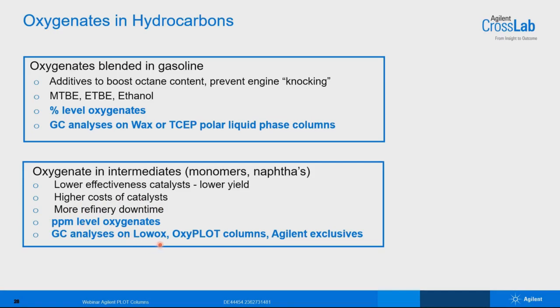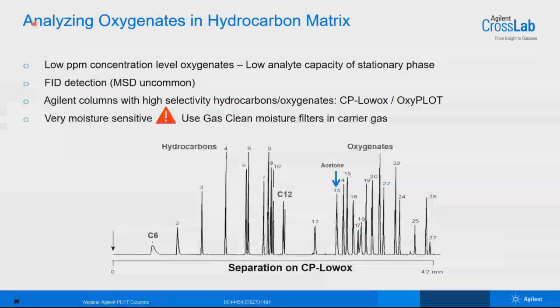The analytical GC solutions are different, and they rely on two very specialized adjunct columns, the Low-Ox and the Oxyplot. Both of these columns are based on a very special stationary phase. This material has a very low analyte capacity, but as we are only interested in ppm levels, this doesn't present an issue. It's the very high selectivity for oxygenates in comparison to the hydrocarbons which does the trick. Both the Oxyplot and the Low-Ox exploit this.